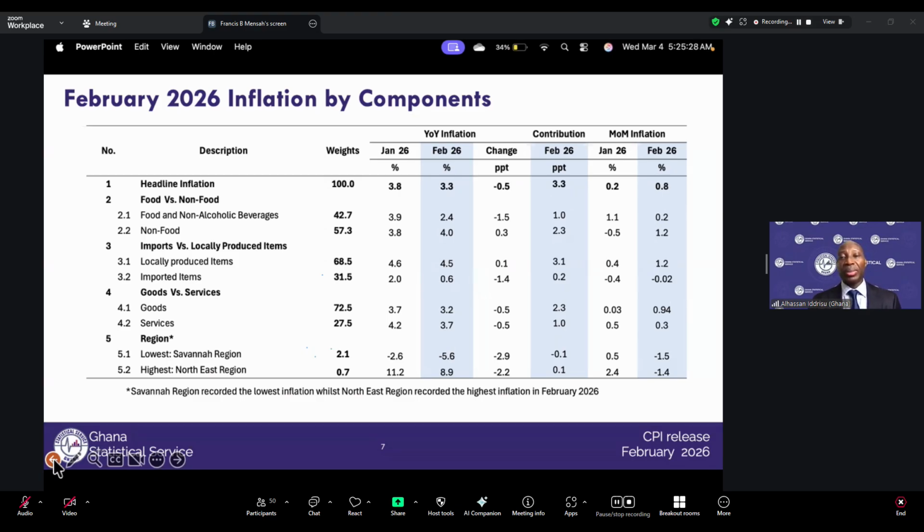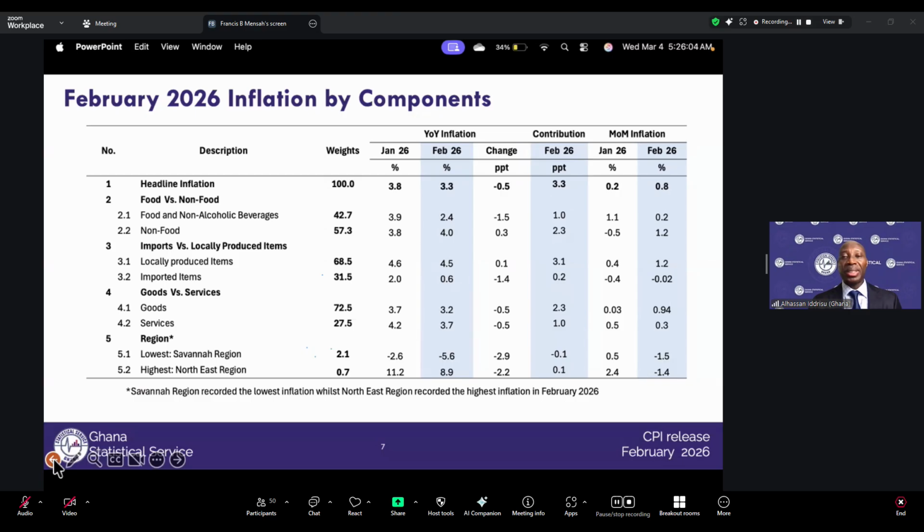Now, Greater Accra recorded the highest monthly increase at 2.4%, whilst the Western region recorded the lowest at negative 2.7%. This shows short-term price movements vary significantly across the regions. Now, this wide inflation gap we are seeing across regions actually highlights differences in local supply chains, transportation costs, market access, and regional demand conditions.